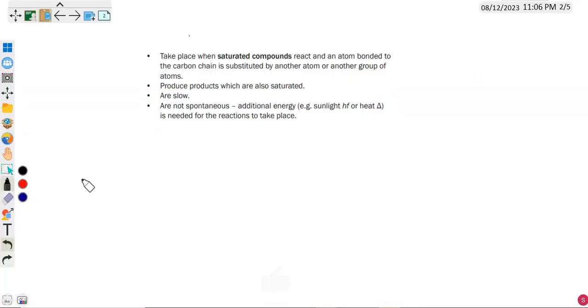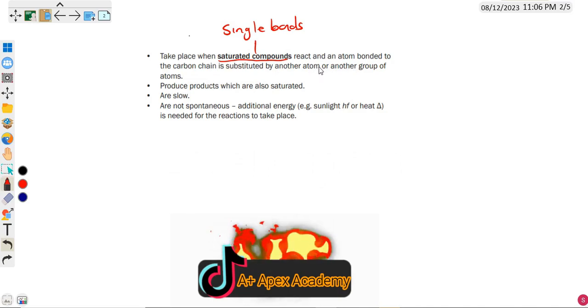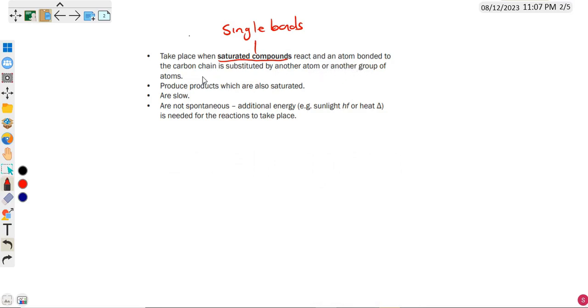So now here's some background theory about substitution reactions. It takes place when saturated compounds react, remember saturated compounds, these ones have single bonds, right? An atom bonded to the carbon chain is substituted by another atom or another group of atoms. The reason why we are substituting is that carbon has a maximum of 4 bonds in its saturated nature. So if you have a saturated compound, you cannot add another bond.